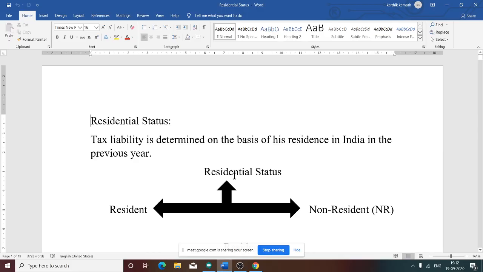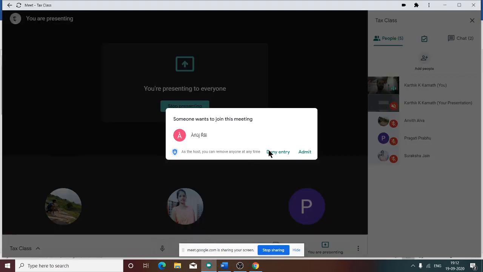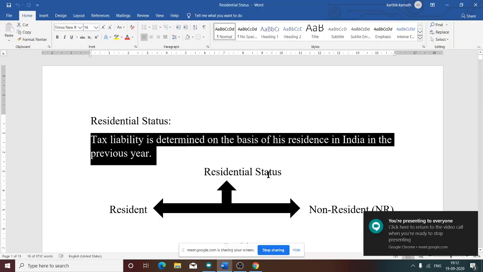Yes. In the last class we discussed residential status. So residential status means what? Tax liability is determined on the basis of his residence in India in the previous year. That is known as residential status.